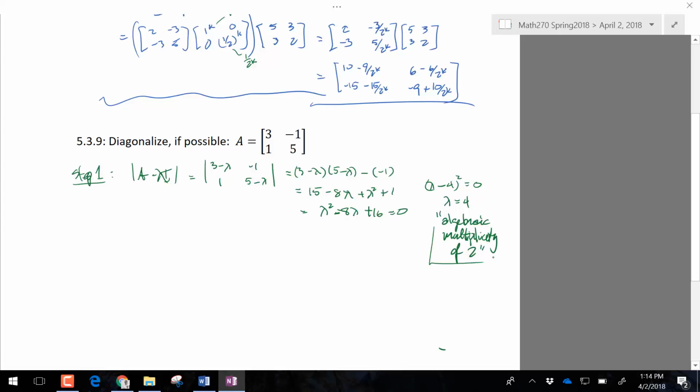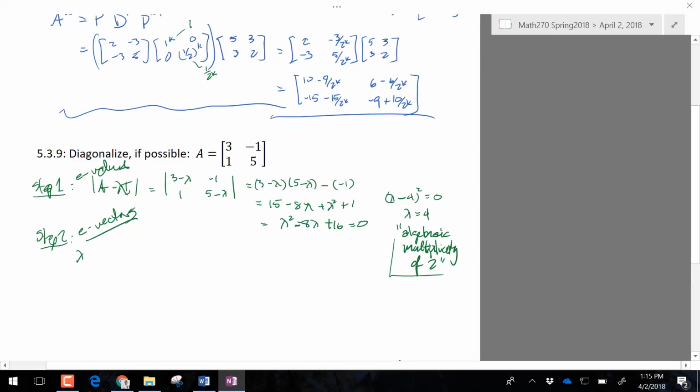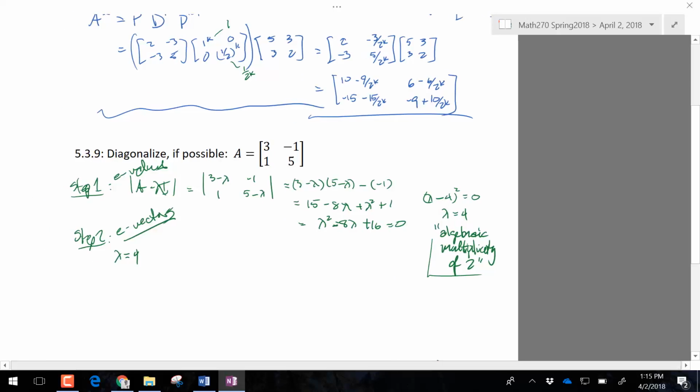Now, the ideal situation is that we would match the dimension of the eigenspace for lambda equal to 4. So if we do lambda equal to 4, and for some reason we get 2 eigenvectors, then that would be great. So let's see. Step 2, we found the eigenvalues. We want the eigenvectors. And to find the eigenvector, we're going to do it for each eigenvalue. In this case, we only have one eigenvalue. And then we're going to put that back into the matrix and find the null space of this matrix.